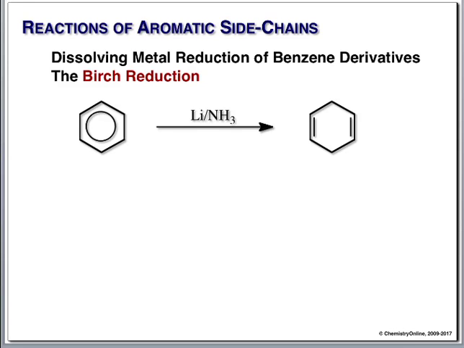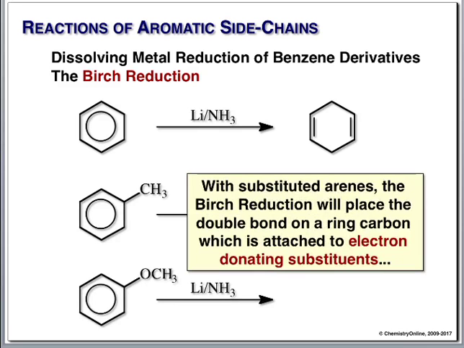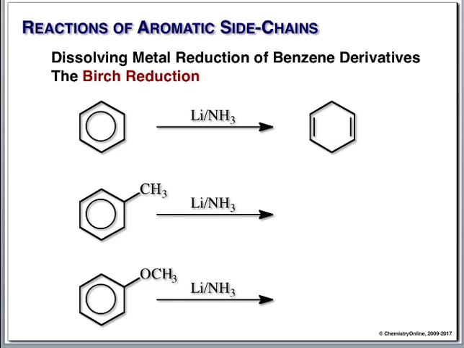Let's look at some examples here. If you put substituents on there, the Birch reduction will place a double bond on the carbon attached to an electron donating substituent. So if we look at our first one here, a methyl group is electron donating. Because of that, in our product, we're going to need a double bond here. They have to be non-conjugated. Therefore, that's what you're going to get. Methoxy group, this is really big time electron donating. That means our double bond is here. And we wind up with this diene. Any questions?